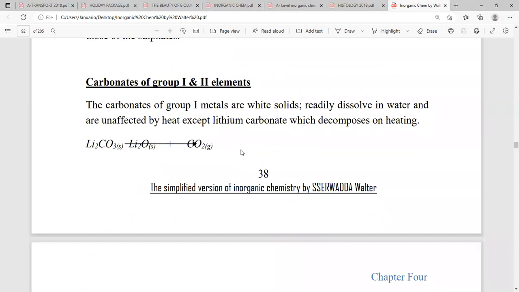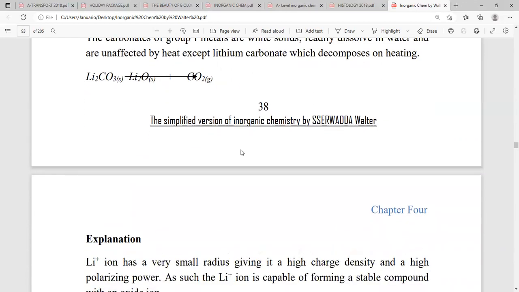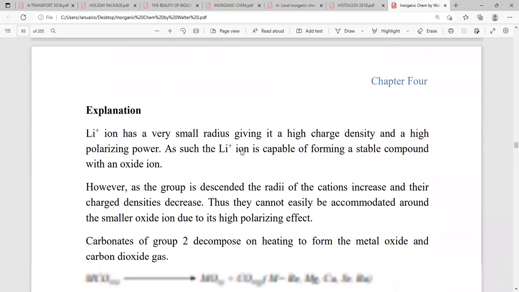We have carbonates of group 1 and 2 elements. The carbonates of group 1 metals are white solids. They readily dissolve in water and are unaffected by heat, except lithium carbonate, which decomposes on heating. All the other carbonates of group 1 do not decompose on heating. It is only lithium carbonate which decomposes on heating to give us lithium oxide and carbon dioxide gas.